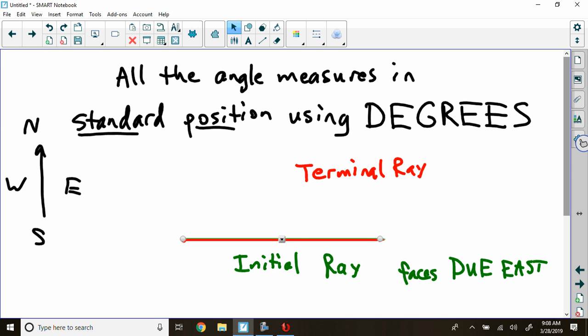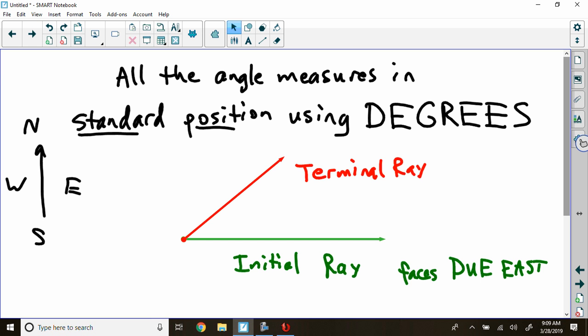If both rays are facing the same direction, we'll talk about what that angle measure is, but usually these rays are going to be separated. They can be separated by as much as 359.999999999. Well, maybe not, because I better not say it that way. So if we have a terminal ray facing there, now the question is, okay, what angle are we talking about?